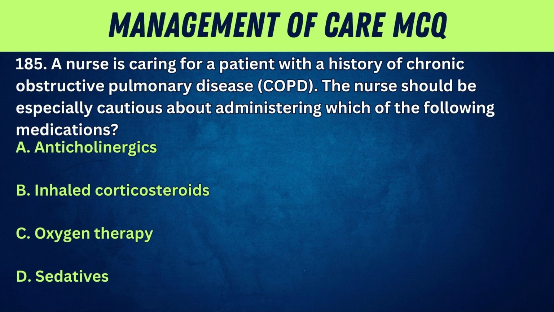185. A nurse is caring for a patient with a history of chronic obstructive pulmonary disease, COPD. The nurse should be especially cautious about administering which of the following medications? A. Anticholinergics. B. Inhaled corticosteroids. C. Oxygen therapy. D. Sedatives.